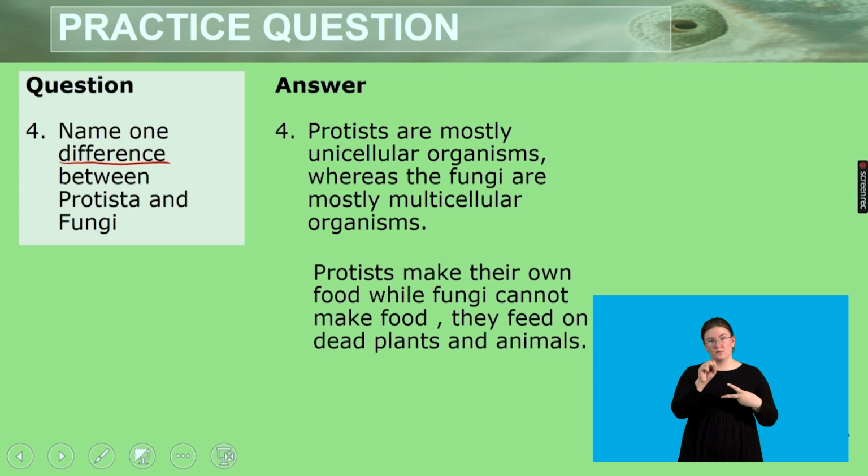Protists make their own food, while fungi cannot make their own food. Fungi feed on dead plants and animals. So an example of a protist that makes its own food would be the plant-like protists. And then we know that fungi basically break down dead plant and animal matter, and that is what they feed on. So we are done with our practice questions.